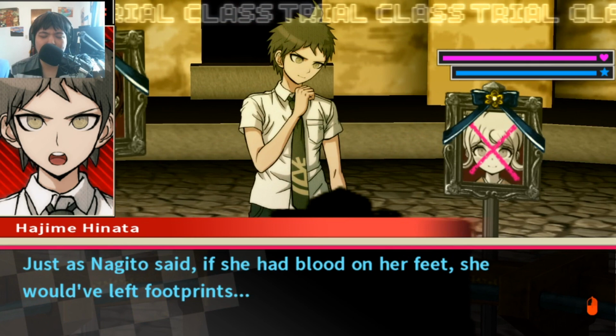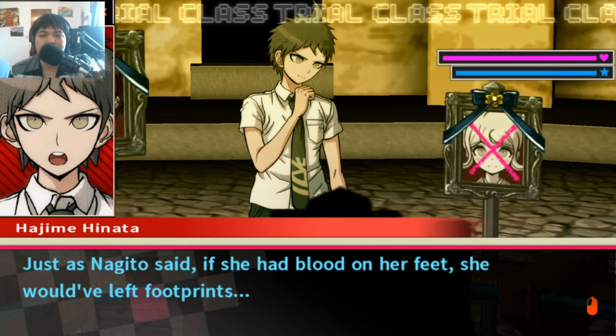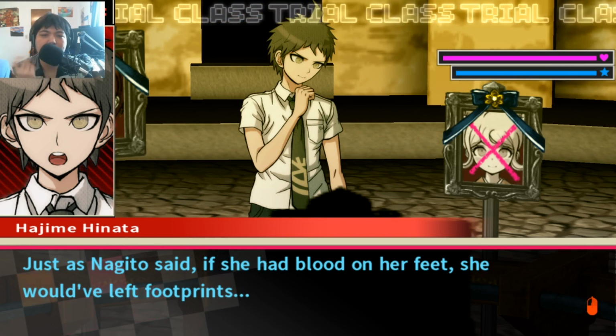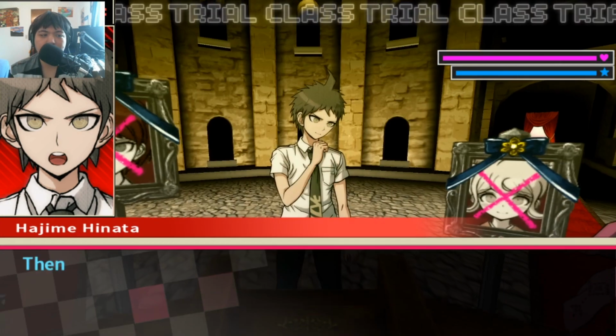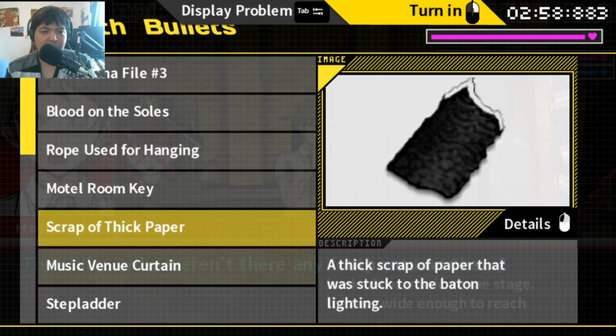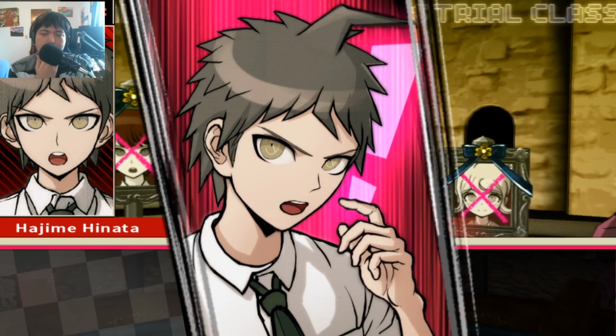Oh. Wait. If that might be the case, if she had blood on them, so... I mean, if Hajime saw that video, then... What about the ladder then? Then why weren't there any footprints on the... Yeah, the stepladder, but there's only blood on the left side. There's no blood from the footprints either. So maybe the killer somehow cleaned up the stepladder, or it was just there on purpose? I can prove it with this.